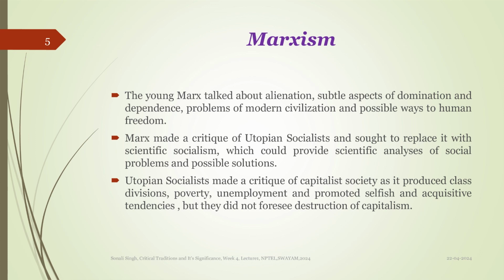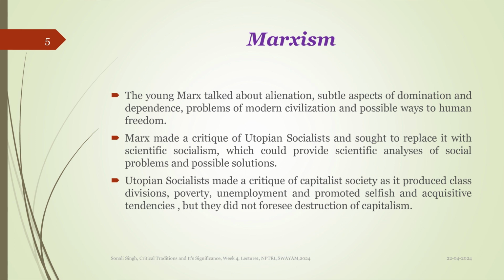Now before Karl Marx, there were many other socialist thinkers who had tried to understand the nature and problems of capitalist society, how it has produced class divisions, how the structure of economy has led to the problems of poverty, unemployment, and along with this it has also promoted selfish and acquisitive tendencies amongst the individuals. So then how are they different from Karl Marx or Marxism?